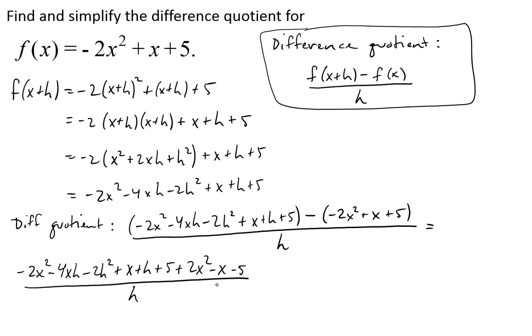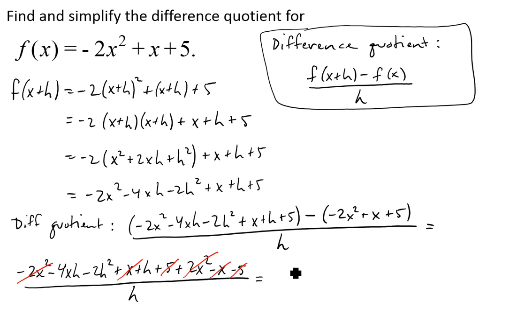Okay, so we can see here at the end, I distributed that negative, so I get plus 2x squared minus x minus 5. So now up top we do have some like terms and some things that cancel out. Negative 2x squared plus 2x squared, those are going to cancel. X minus x, those cancel. 5 minus 5, those cancel. Now if we take a look at the terms that are left on top, we have a negative 4xh minus 2h squared plus h. All of those terms have an h in them.